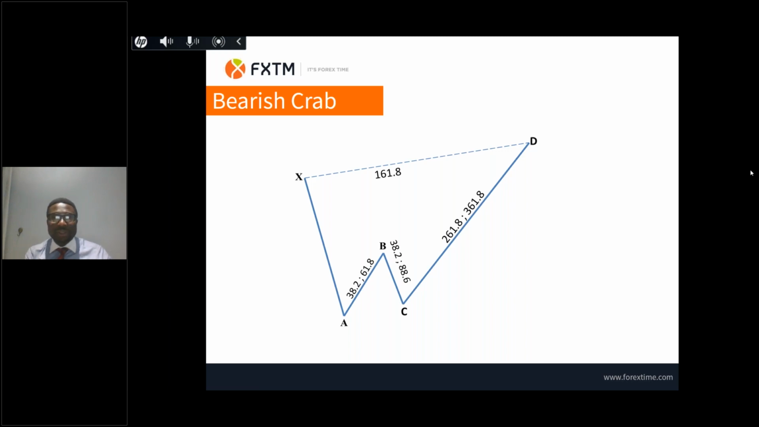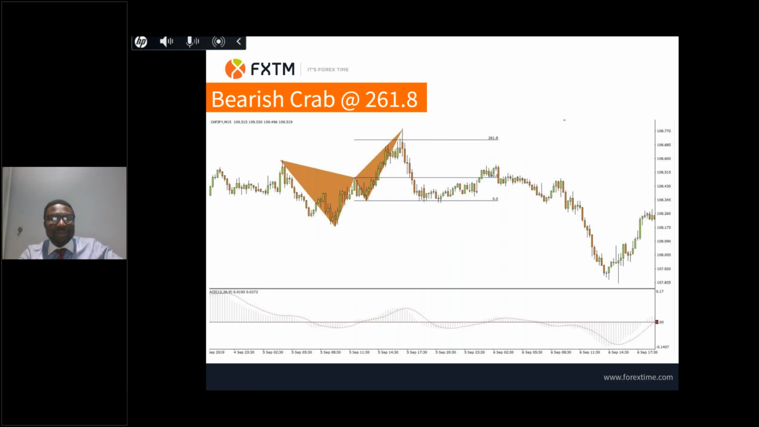I move on right now. This is a bearish crab, and at point D, we start selling. So we have an example here. This is CHFJPY, 15 minutes time frame, sometime in September 2019, just a few moments back. So let's go look for the CHF-JPY and see how price fared.